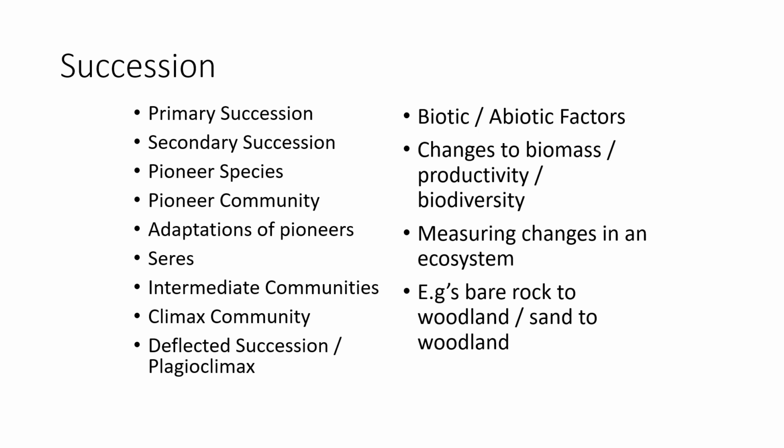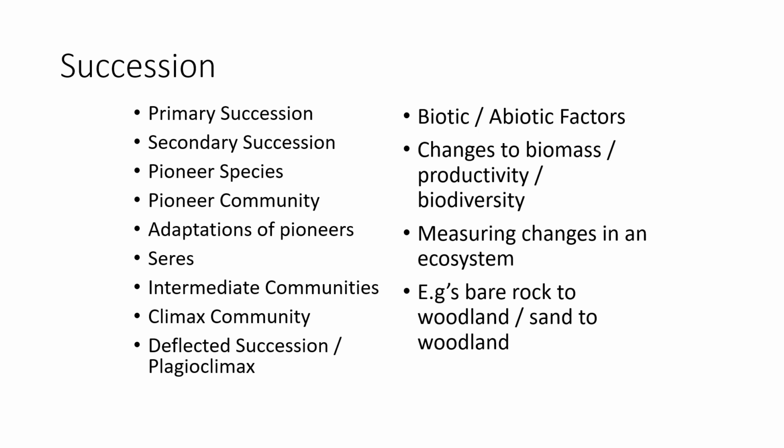We didn't really speak about deflected succession or plagioclimax, but this can occur when, for example, it's usually when man intervenes in some way in the process of succession. So, for example, if you've got a field which is being grazed by cattle or grazed by sheep, you're deflecting succession. You're stopping that process of succession, because every time new plant species start to grow, they're going to be grazed upon by the grazing animals.